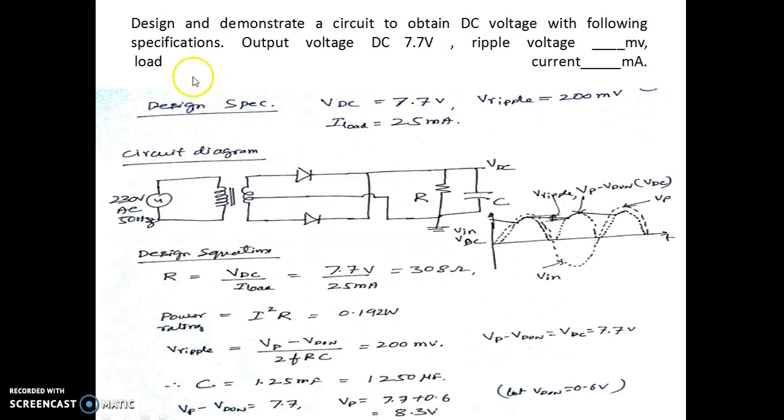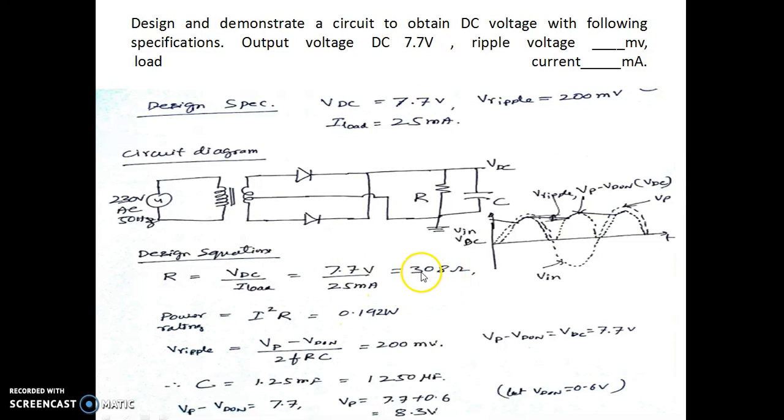The second experiment is to design and demonstrate a circuit to obtain a DC voltage with the following specification. The output voltage is 7.7 volt, the ripple voltage is given as 200 millivolt, and the load current is 25 milliamperes. So we shall assume a full wave rectifier. This is the circuit we are looking at. Since the current is given as 25 milliampere and the DC voltage is 7.7, the resistance happens to be 308.